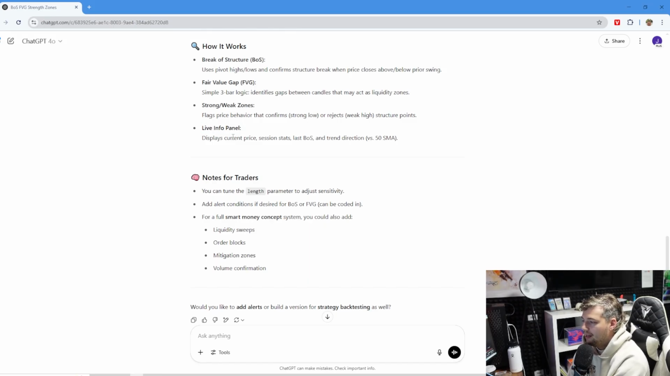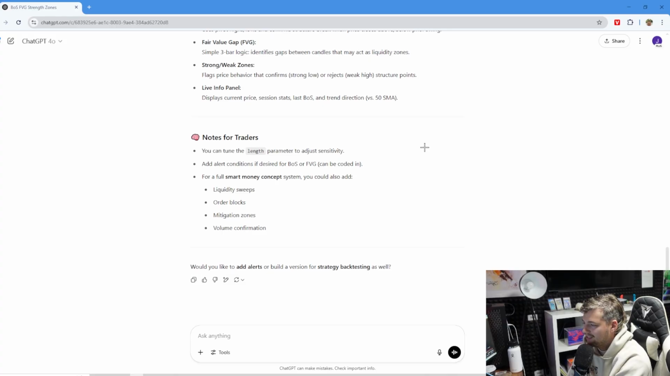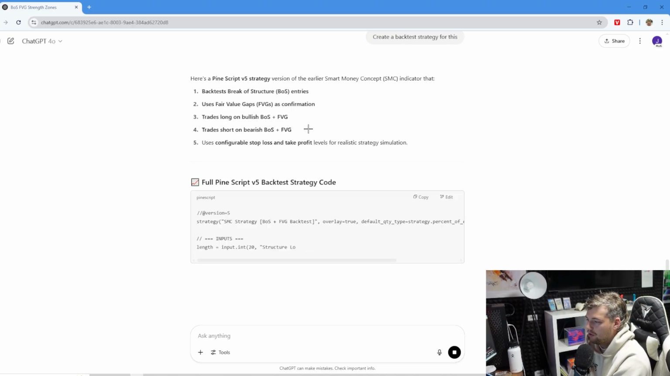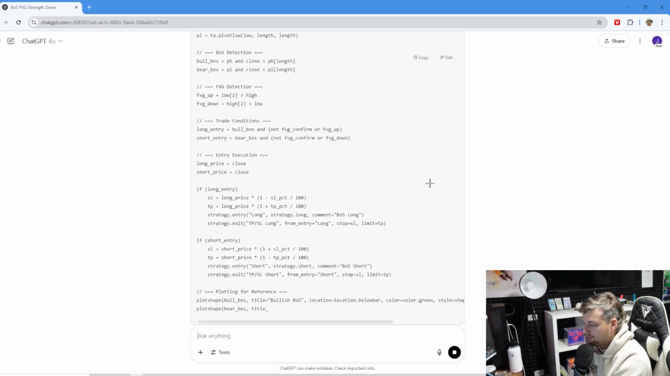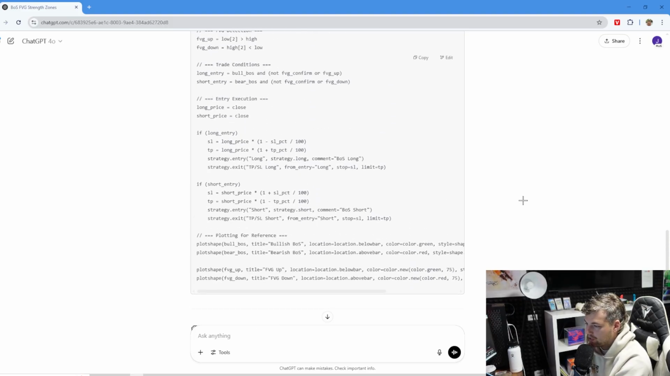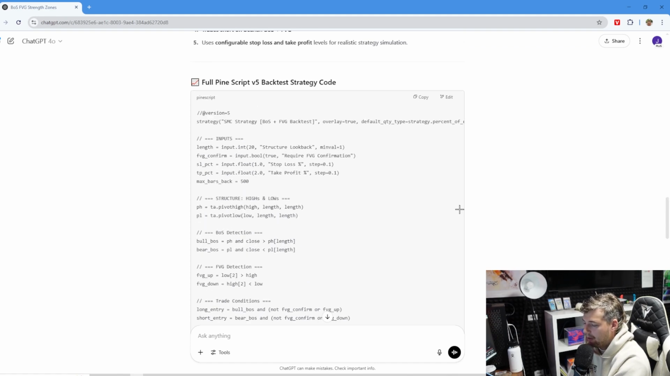We then want it to use the live info panel because it's going to display all of the current pricing. We want to see the last break of structure and trend direction on our charts as well. We can change the length parameter to adjust sensitivity, and it looks like this is actually going to be pretty good. We can also use this to backtest the strategy, because this is going to be really important to see if this code actually works or not. We can then go into TradingView, test out this strategy on the backtesting, see how profitable it actually is, what its percentage of win rates actually are, and whether this is going to make us a better trader or not.